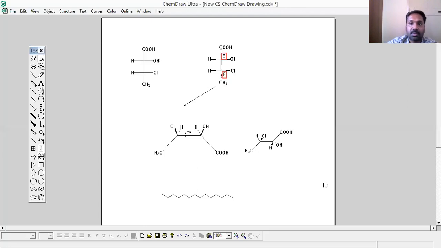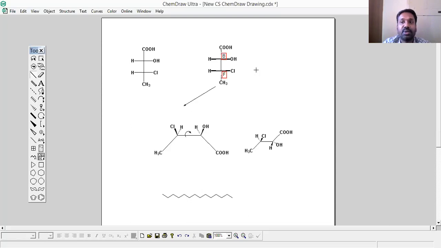Sir, in the Fischer projection, you can look from the other side also while converting. Yeah, you can do that also. You can do that, no problem. Then you will get equivalent configurations. Fine. But why did I choose not to look from here? Usually what we do is we choose an end for our visualization which has more substituents, not more hydrogens.